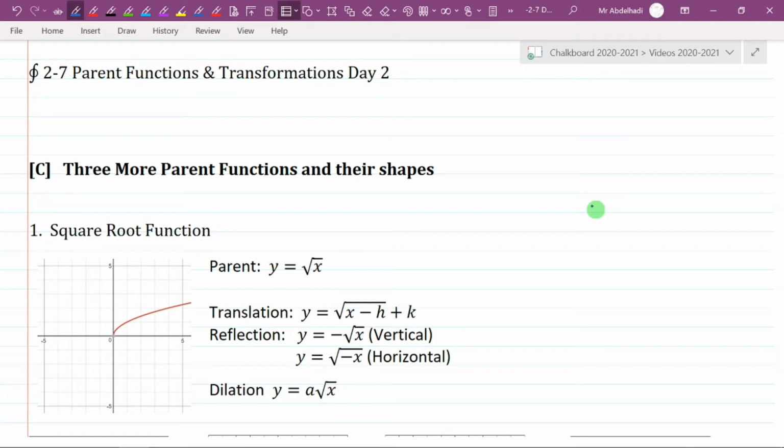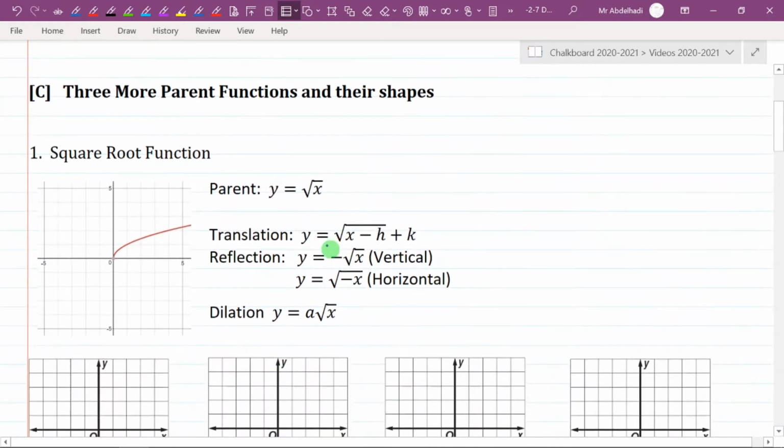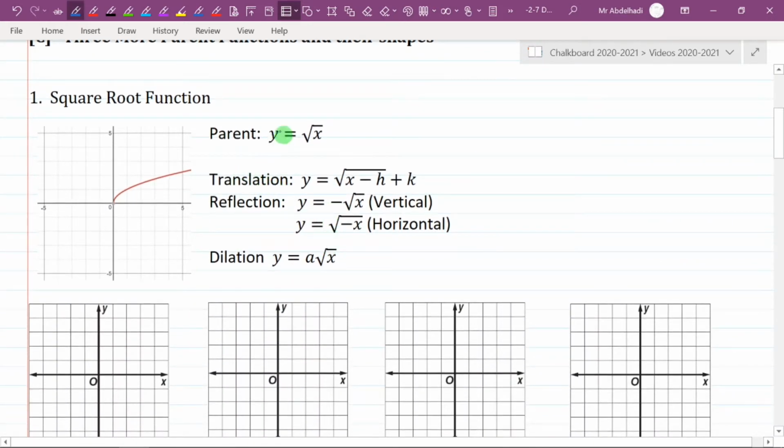Okay, so the three more functions that we're going to learn today. The first one is the square root function. We're going to add one more function to the list. Now we're up to 4. The square root function has a parent function that looks like this, y equals square root of x. And it looks like this.